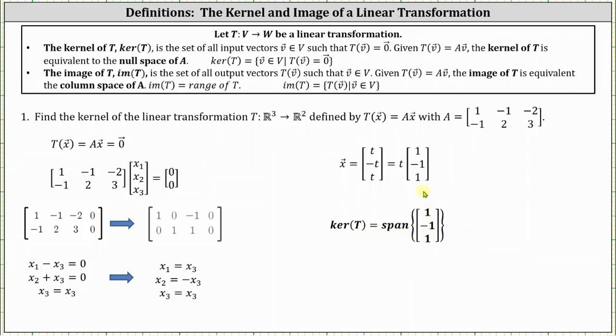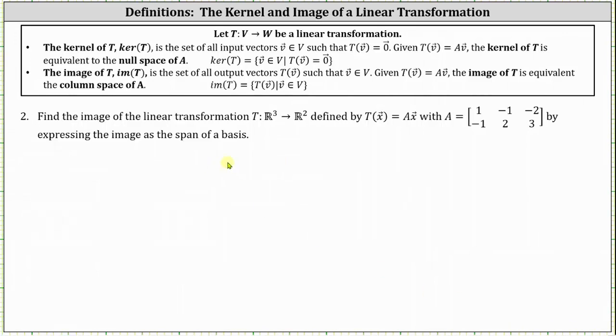Because we only have one vector in the span, all the linear combinations of this vector give us all the vectors in the domain of the transformation T that map to the zero vector, or have an output vector of 0. And now for the second example, let's find the image of the same linear transformation by expressing the image as the span of a basis. Remember, this is the same as expressing the column space of matrix A as the span of a basis.